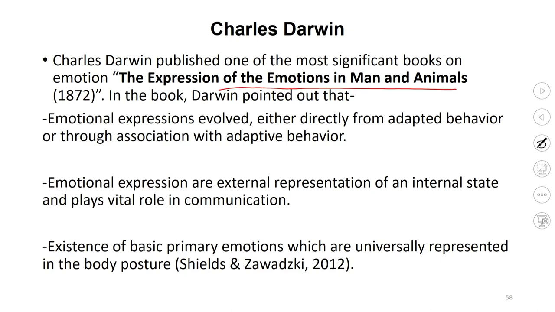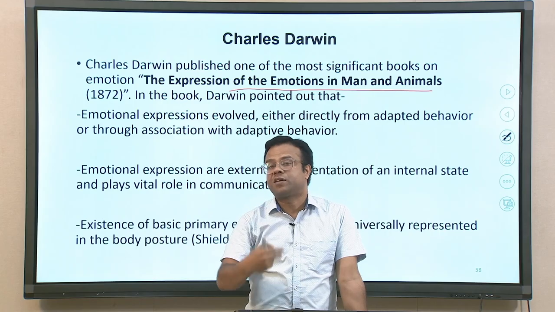In his book, Darwin points out many significant aspects of emotions. I will talk about some of the important ones. For example, he said emotional expression evolved either directly from adapted behavior or through association with adapted behavior. Since his perspective was evolutionary, he said whatever has evolved, including emotions, should have some adaptive function, or has evolved because of association with some adaptive function. For example, a lot of emotions can serve an adaptive function.